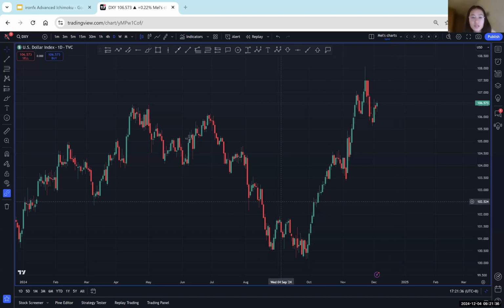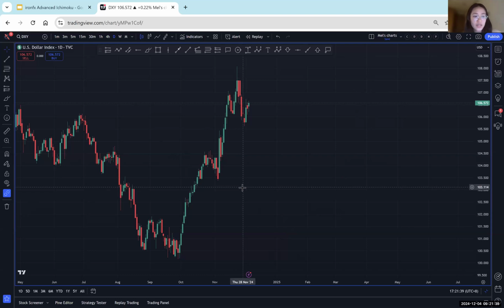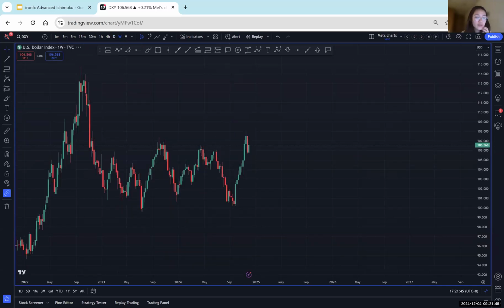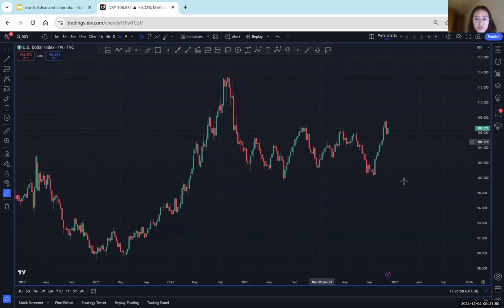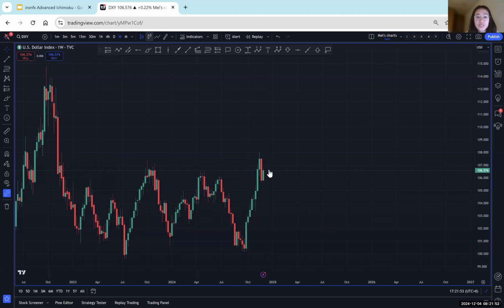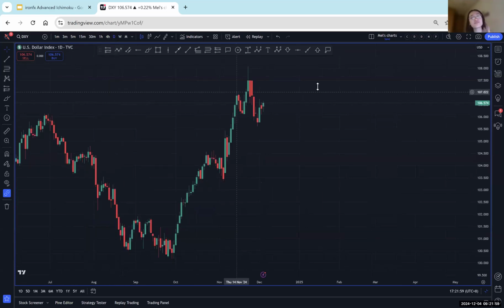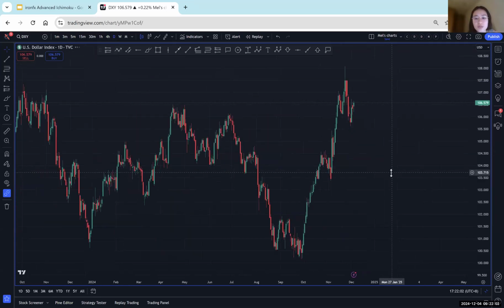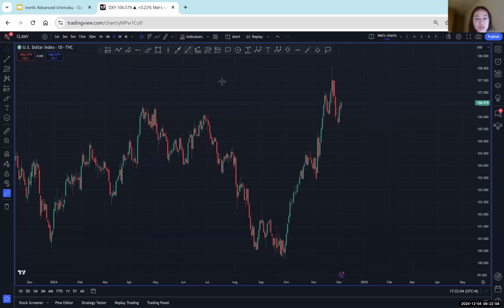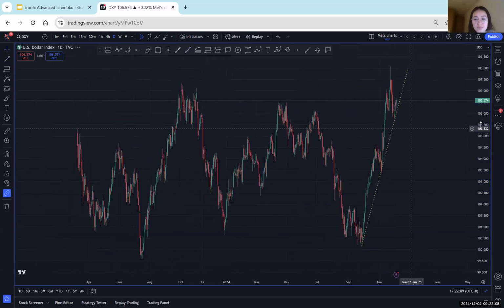Okay, let's go ahead and analyze our DXY. So let's start off by looking at our weekly time frame. On our weekly time frame, you guys can see prices recently reversing off this swing high here. Now, if we look at our daily time frame, yep, we can kind of see that happening again as well. And I also have this ascending trend line here.